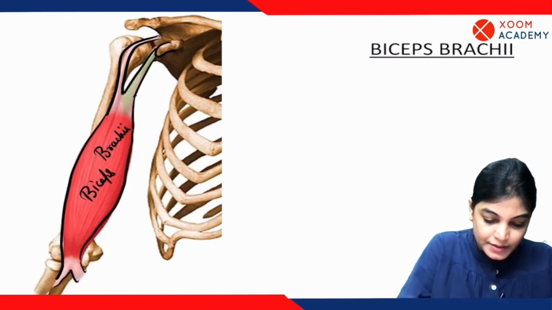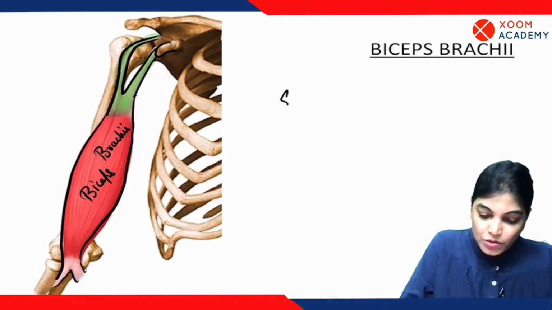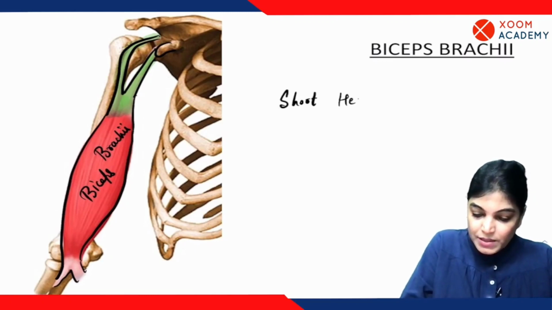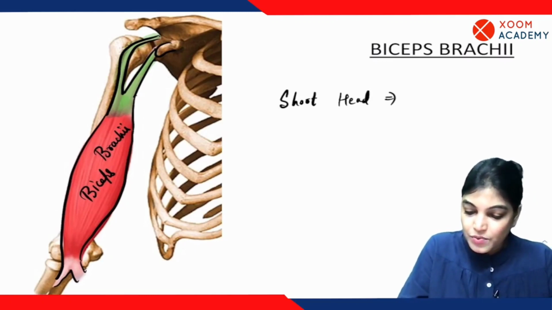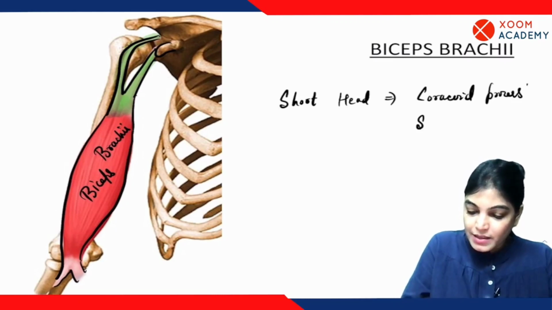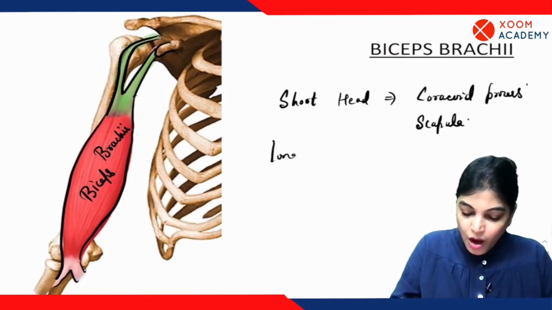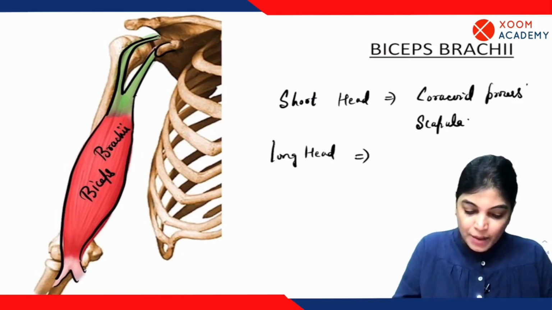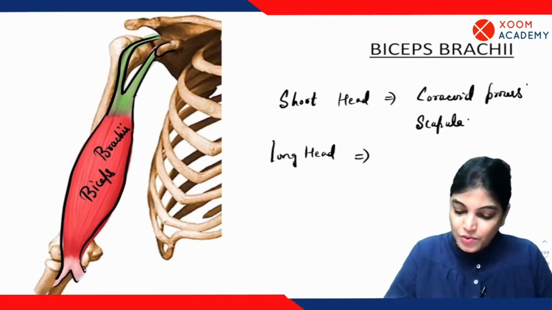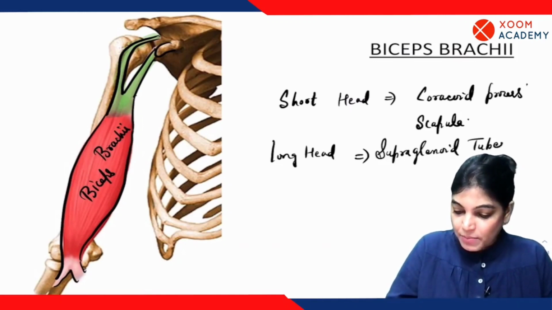Now here we have two heads. This is the short head and this is the long head. If I talk about the short head of the biceps brachii muscle, it arises from the coracoid process of scapula, as you can see in the diagram. Now, what about the long head of the biceps brachii? In this diagram, you can appreciate the long head arising from the supraglenoid tubercle of scapula.